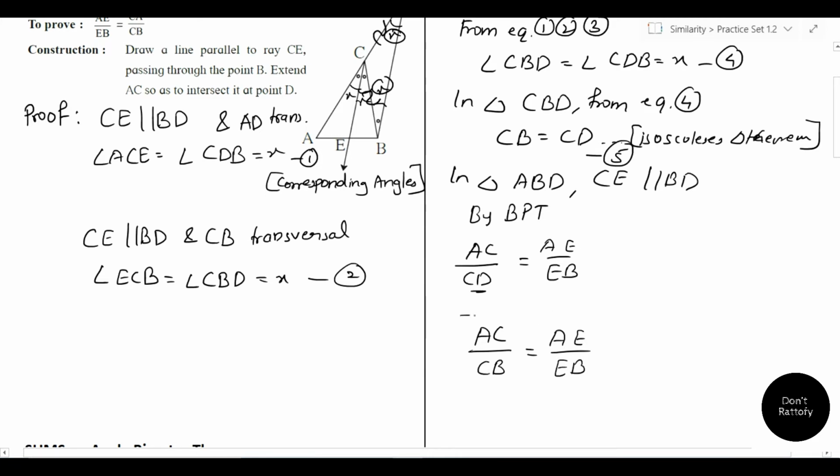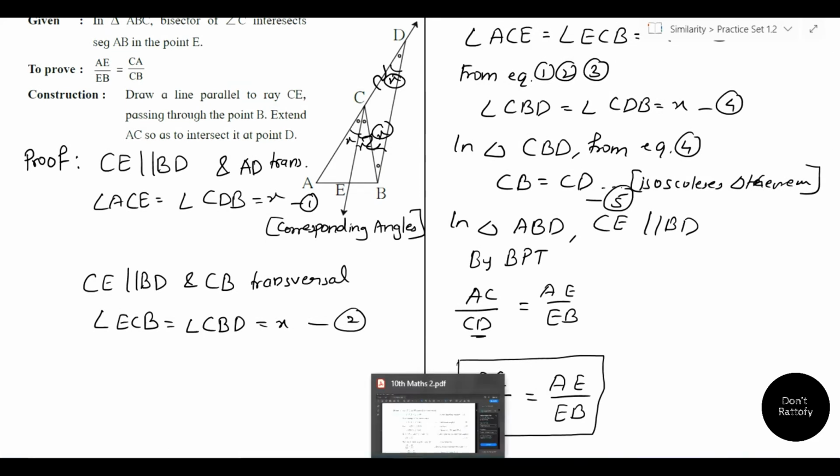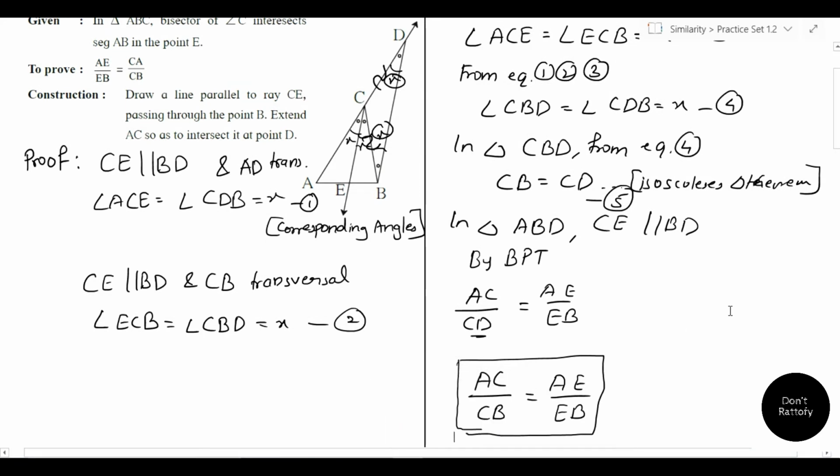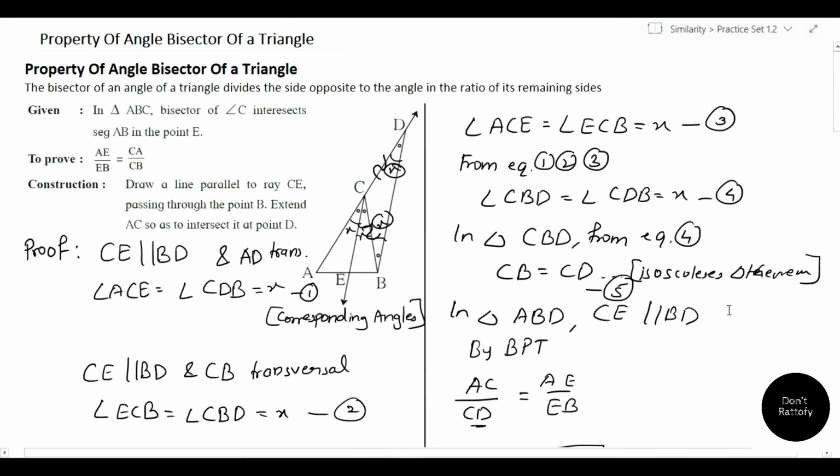So AC upon CB is equal to AE upon EB. This is basically my property of angle bisector of a triangle. You can see this in the to prove part: AE upon EB is equal to CA upon CB. Here I have proved that if an angle bisector is intersecting the other side of a triangle, the parts in which it is dividing the other side are proportional to the remaining two sides. This is basically the angle bisector theorem.